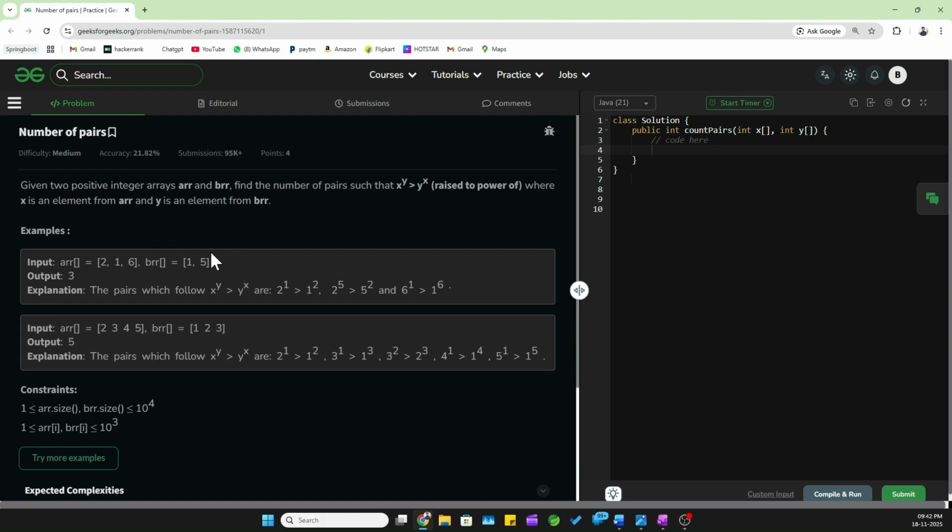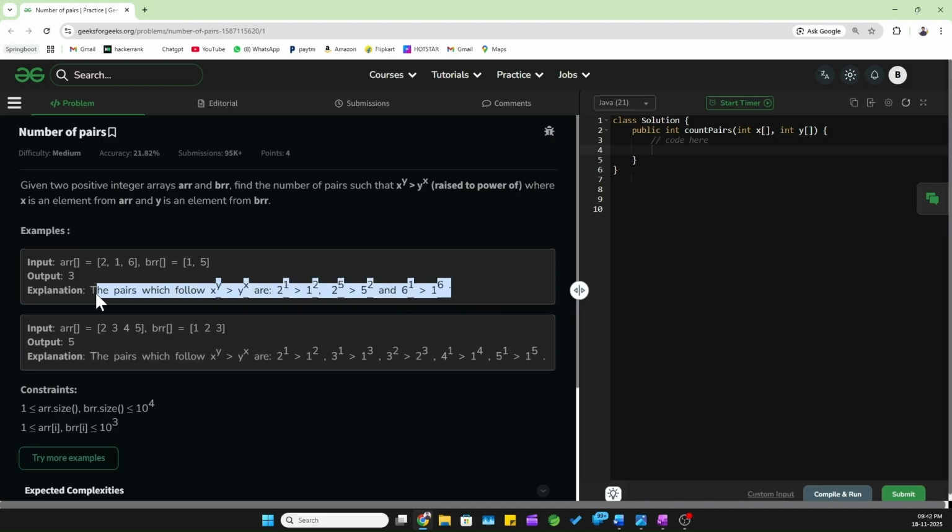Among these pairs, there are only 3 pairs such that x power y is greater than y power x. Let's take this pair 2 and 1. 2 power 1 is greater than 1 power 2. So this is one pair. And 2 and 5 here also, 2 power 5 is greater than 5 power 2. So this is one more pair. And 6 and 1, so this is the third pair.